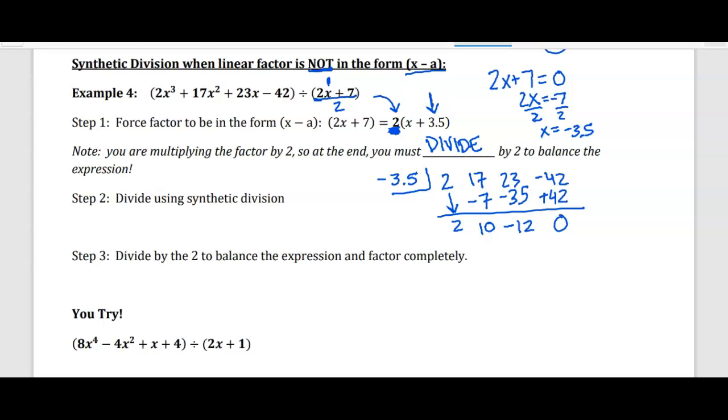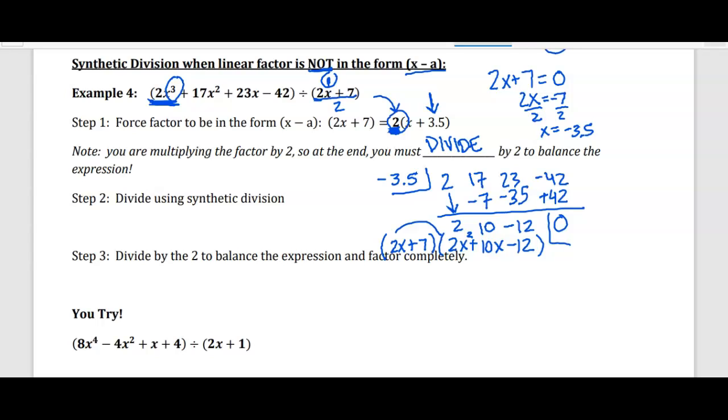And add down, and you get a remainder of 0. Now, it's a good linear factor, but if I go back and put in my variables, I started with degree 3, I took out degree 1, so I end up with 2x squared plus 10x minus 12. And if I put back my 2x plus 7, you can see this is not going to work. I end up with 4x cubed, and I need 2x cubed.